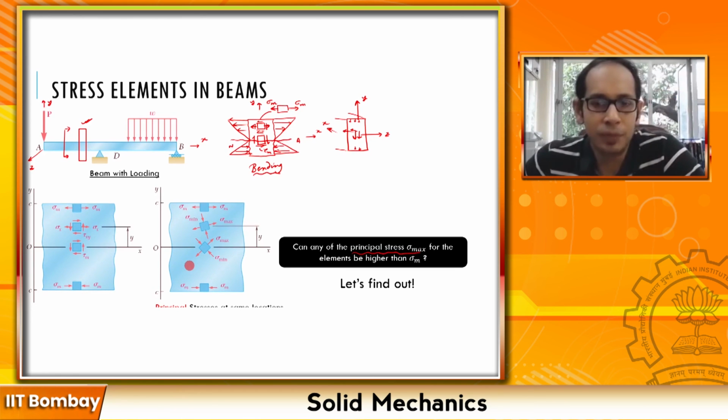and you will see for beams of different types of cross sections, this can happen, this cannot happen. It's an interesting problem. So let's do a problem example and find that out.